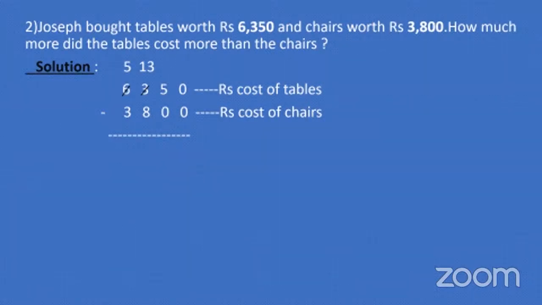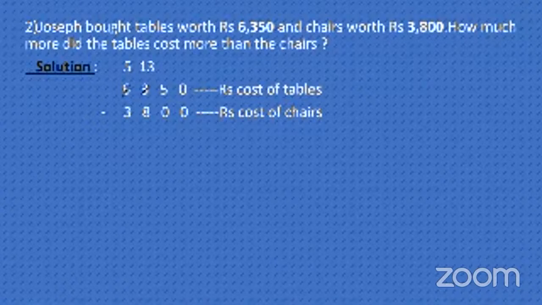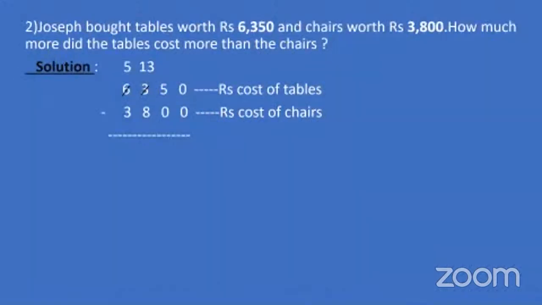For that purpose, we'll arrange the numbers in a subtraction. We know that we always write the bigger number on the upper side and the smaller number below that bigger number. So what is the cost of table? 6,350. Very nice. 6,350 is the cost of table. And what is the cost of chair? 3,800. 3,800 is the cost of chair.